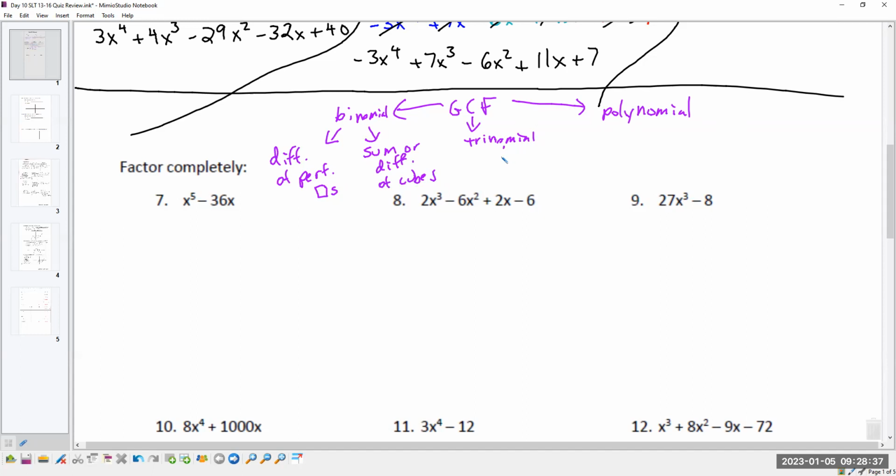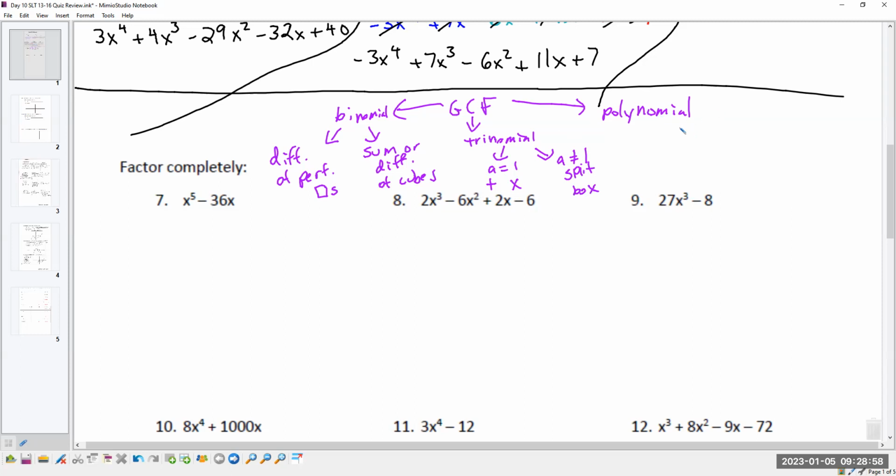If it's a trinomial, we need to think to ourselves, is A equal to 1 or is A not equal to 1? If A is equal to 1, that's easy. We just need to figure out what adds to the middle and multiplies to the end. But if A is not equal to 1, we're either going to need to split the middle or we're going to need to use the box method.